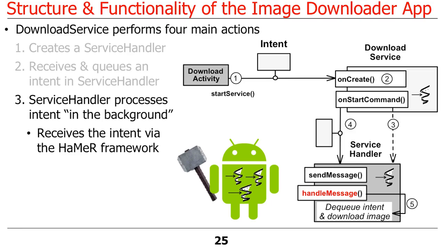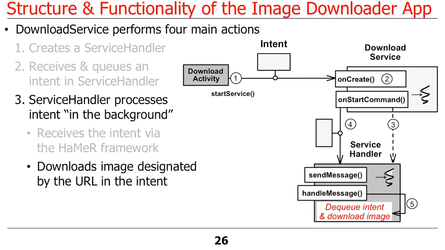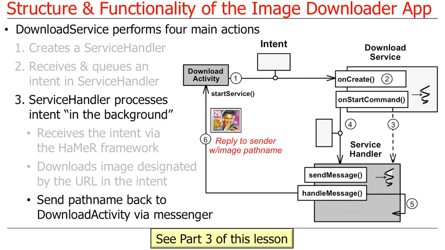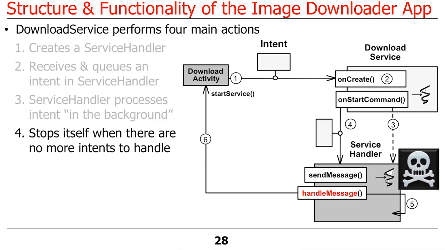The handler thread will call back the handleMessage hook method, which will receive the message containing the intent via the Hamer framework. The handleMessage method then cracks open the message, takes out the intent, looks at the URL that was designated, and downloads the specified image. And once the image has been downloaded and stored on the device, the handleMessage method sends a reply back to the download activity via the messenger that was included in the intent that was sent over originally, as described in Part 3 of this lesson. HandleMessage will stop the service when there are no more intents to handle.